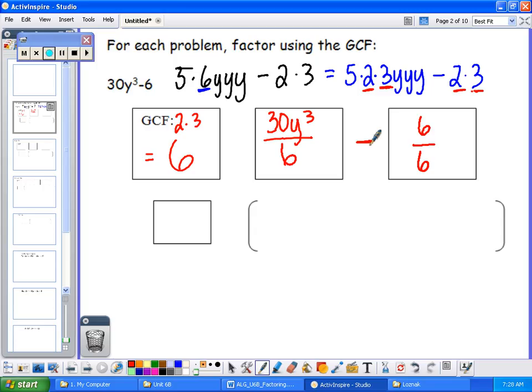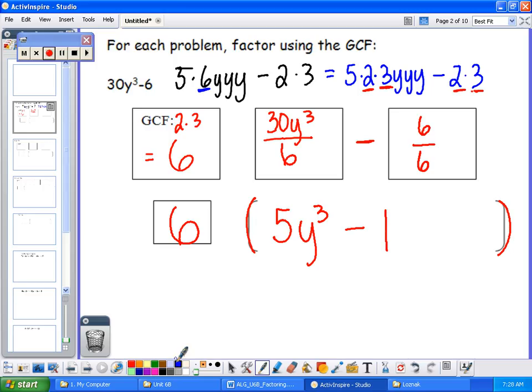Alright, so in factored form, what it means is I put my greatest common factor in the box, I have a set of parentheses, and I divide each one of these. So 30 divided by 6 is 5, and then I have y cubed minus, now 6 divided by 6 doesn't just cancel out and give you 0, it really cancels out to give you 1. And that's how you do this.